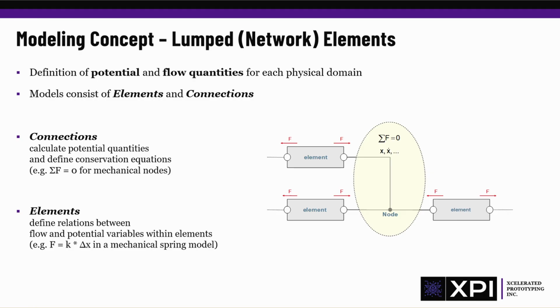So an element, for instance, could be a mechanical spring, or it could be a hydraulic valve. And based off of the potential variables in the connections on either side of that element, it's going to calculate the flow variables, whether that's force or mass flow or heat flow.